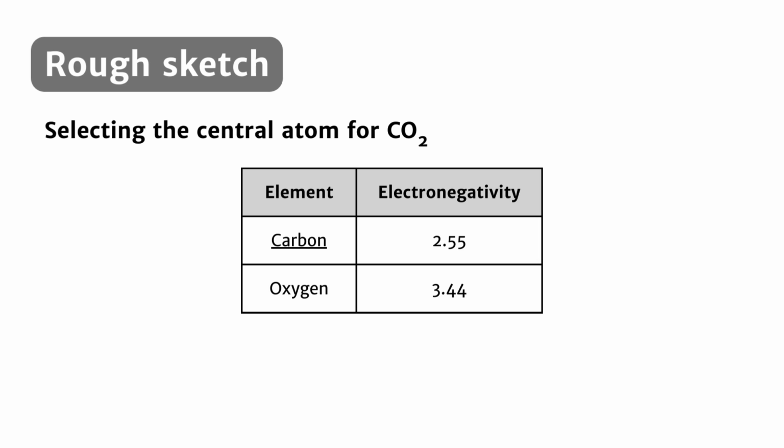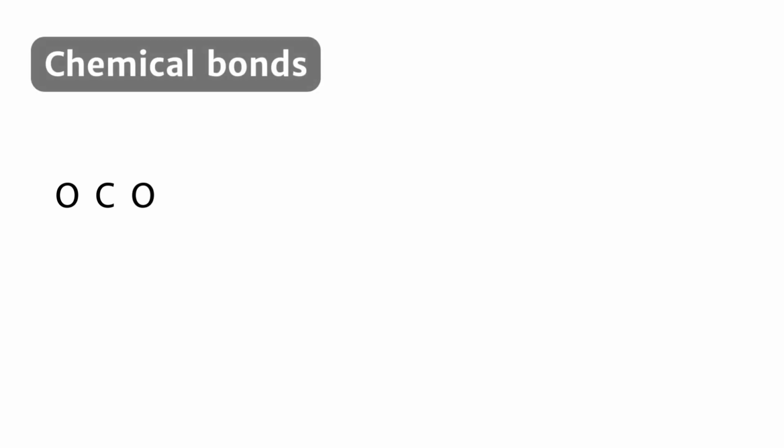When deciding the central atom for CO2, position the element with the lower electronegativity at the center. Considering the electronegativity values of carbon, which is 2.55, and oxygen, which is 3.44, favor carbon due to its lower value. Therefore, for the rough sketch of CO2, position carbon at the center and place 2 oxygen atoms on either side. 2 electrons represent a single chemical bond.